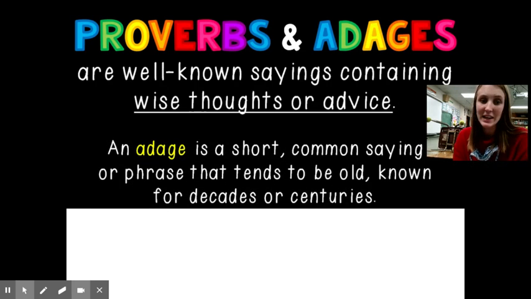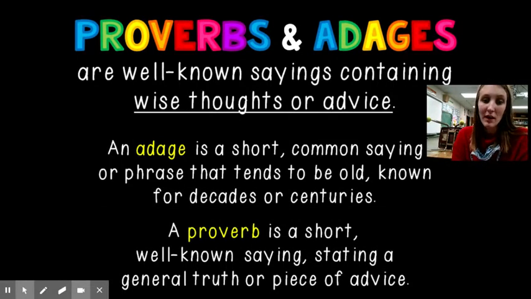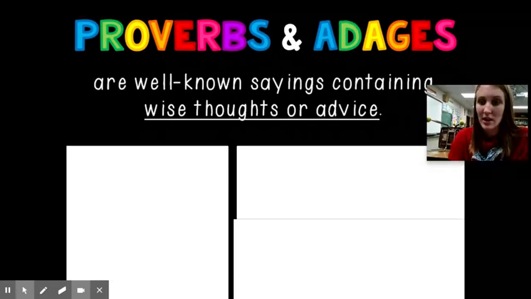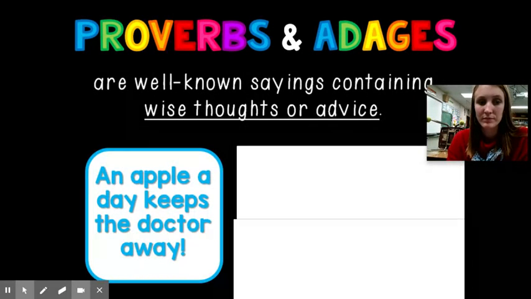So an adage is a short common saying or phrase that tends to be old, known for decades or centuries. And then a proverb is a short, well-known saying stating a general truth or piece of advice. So I would say that "an apple a day keeps the doctor away" would be more of an adage. But we're just going to group these with idioms, okay? There we go.